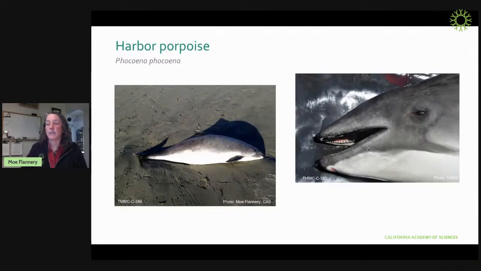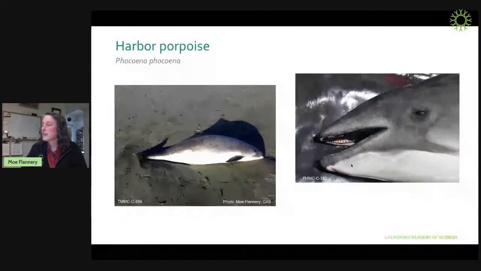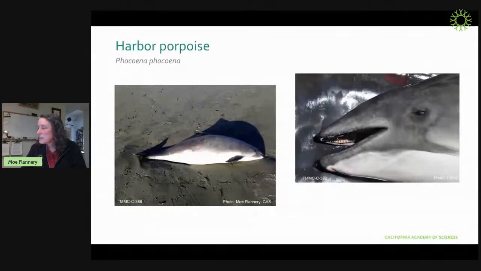Harbor porpoises have a rounded snout and they don't have a pronounced beak. So their head is just rounded, going all the way down from the head to the tip of the nose. And you can see inside their mouth some tiny spade-shaped teeth. We'll talk much more about the teeth.